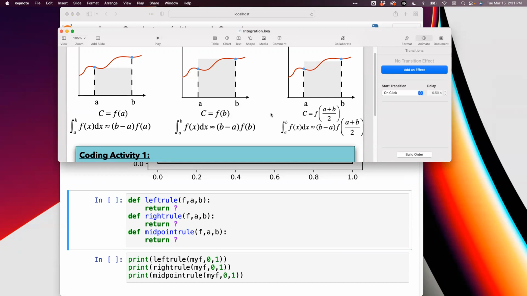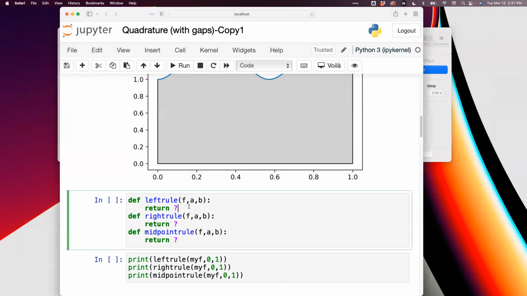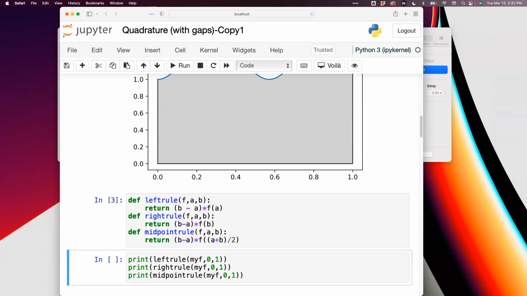All right, so looks like most of you got this. Anyone struggling? Happy to help. Just very simple, right? It's going to be b minus a. For the left point rule, it's b minus a times f of a. For the right rule, it's b minus a times f of b. And for the midpoint rule, it's b minus a times f of (a plus b) over 2.